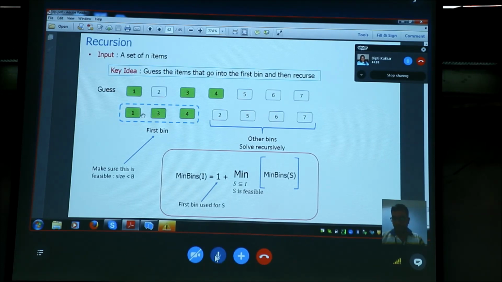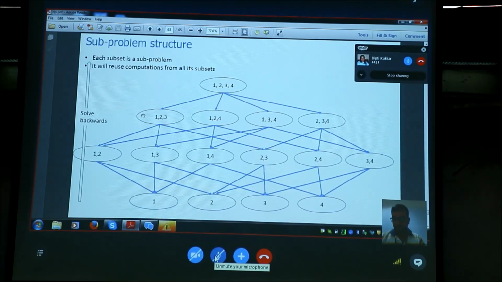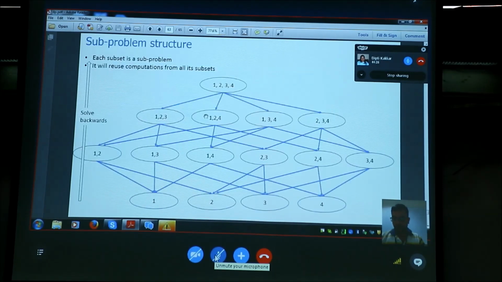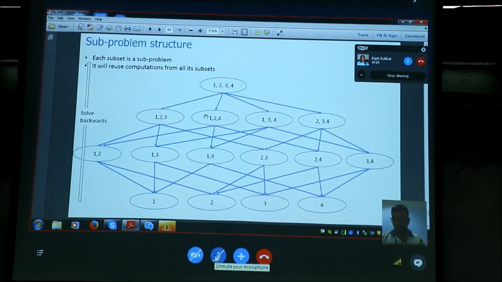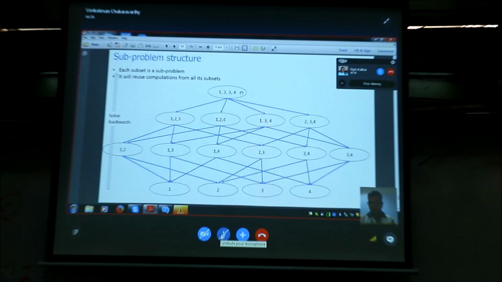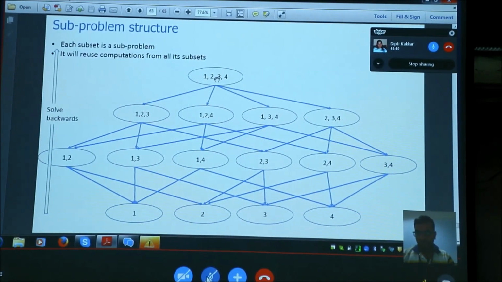So this will be the subproblem, right? What is the subproblem for us? The subproblem is any subset of the input. Like in this case, I could have picked any subset as my first bin, then the remaining is my subproblem, right? So any subset of the input can become my subproblem. So the structure will look like this, right? The biggest element 1, 2, 3, 4, that is my root, the full set. These are all element numbers, not sizes.